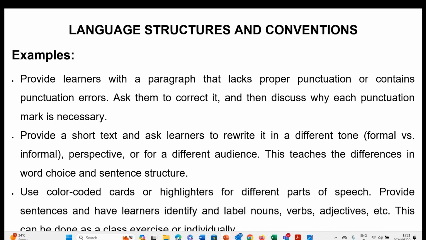One of my favorites is to use color-coded cards or highlighters for different parts of speech. Divide sentences and have learners identify and label, for example, the nouns, the verbs, the adjectives, and so forth. This could be done as a class exercise, individually, or in pairs.